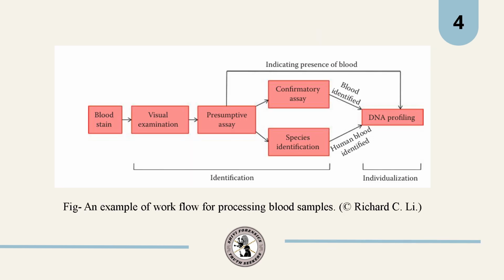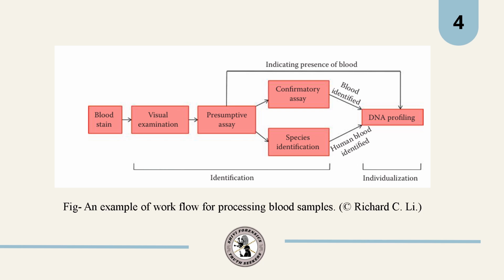Now, if we look at the whole workflow of the examination of biological fluids, let's take the example of blood only. Here we have a blood stain, and we will perform visual examination of it, mostly on the crime scene. Afterwards we will perform a presumptive test to determine whether it is a biological fluid, whether it is blood or not. After we are done with that, we will perform a confirmatory assay, which is to determine whether it is actually blood or not.